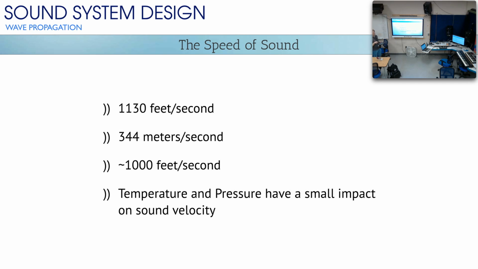In fact, here in North Carolina at this altitude, I've conducted measurements from time to time, and it's actually about 1,050 feet per second here in Winston-Salem, North Carolina. But in other places it would be closer to 1,130. Other places it might be a little bit faster than that. But it's pretty close to about 1,000 feet per second-ish, right?